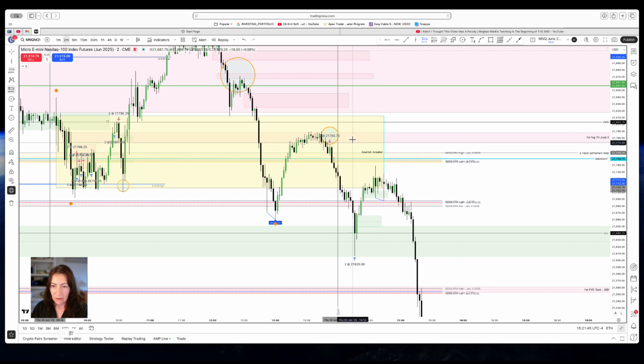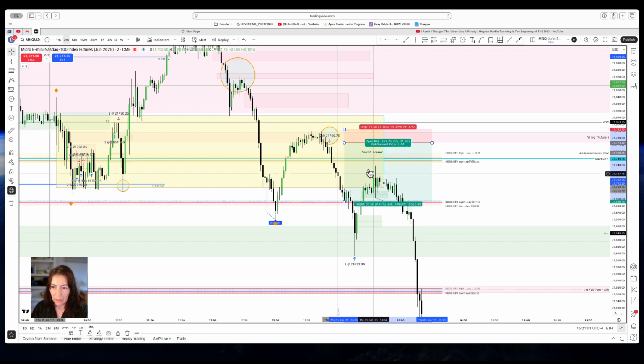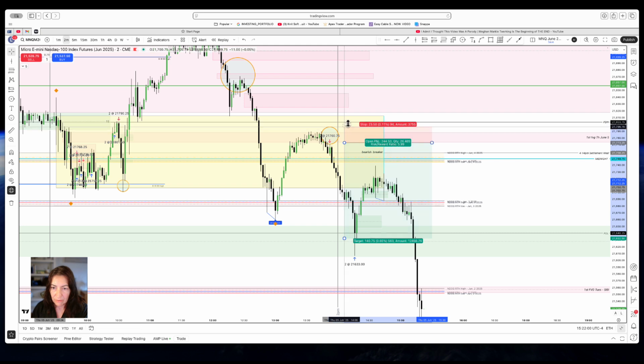Let's see here. So I entered here, and then my stop loss was just above this candle, and then I exited down here. It was 4.330 when I took the screenshot. So anyway, it was almost 5 risk to reward. So it was a very nice trade coming in.